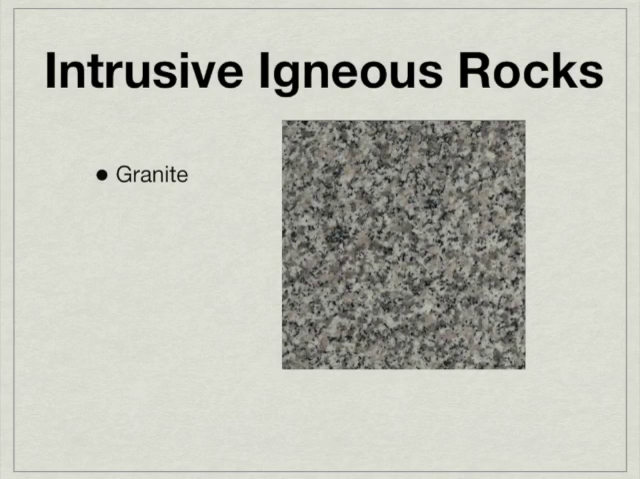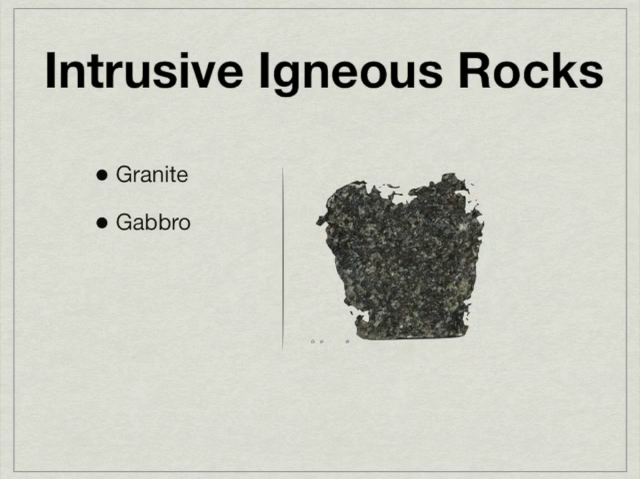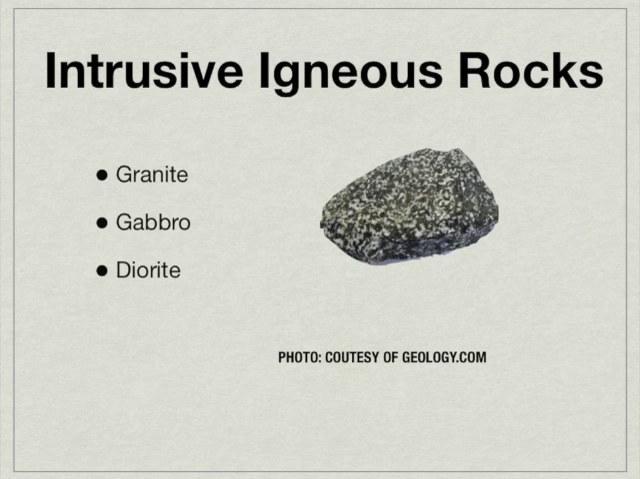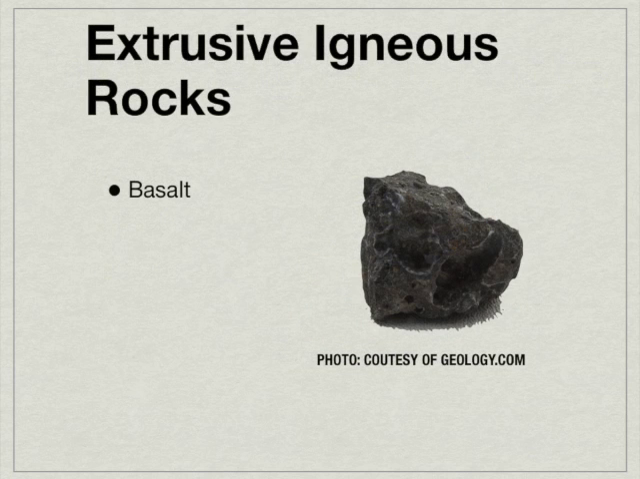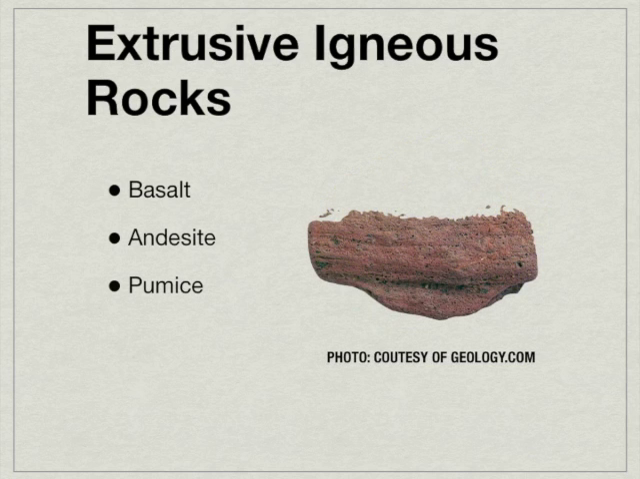Now, some common intrusive igneous rocks would consist of granite, gabbro, and diorite. And common extrusive igneous rocks would consist of basalt, andesite, and pumice.